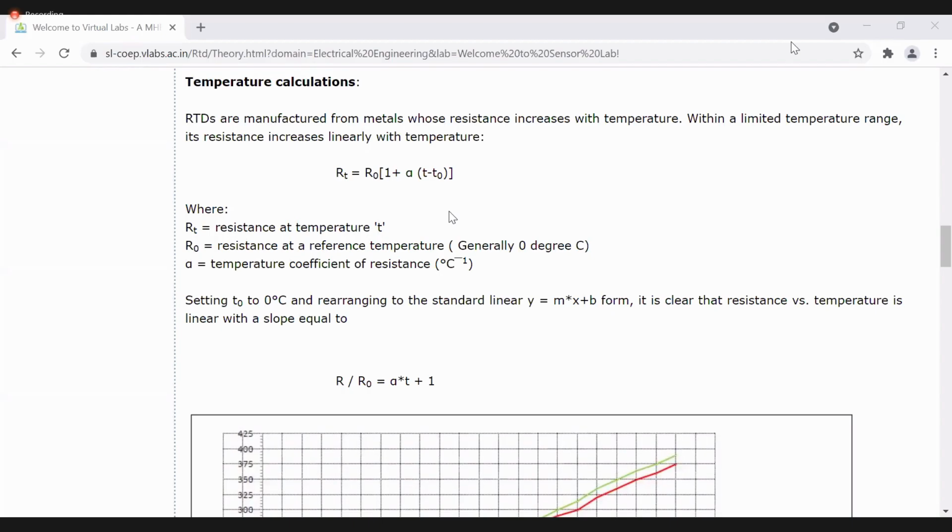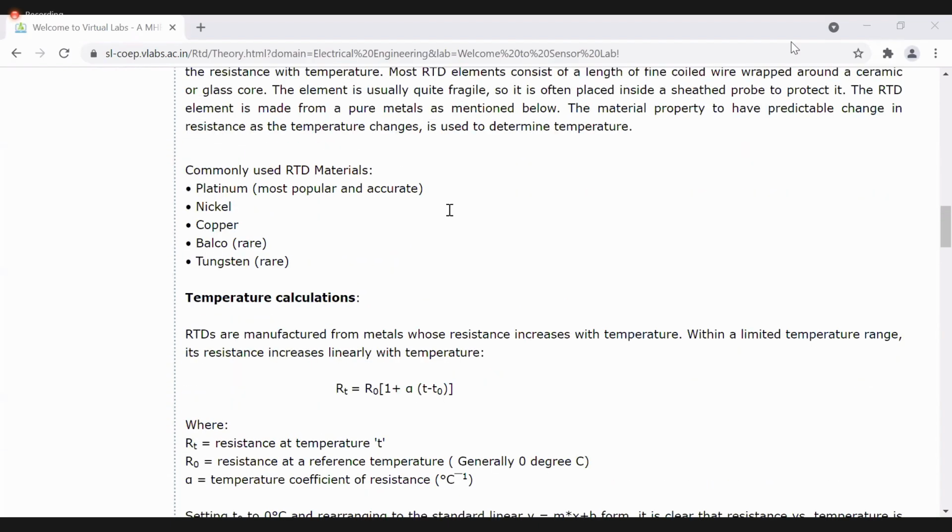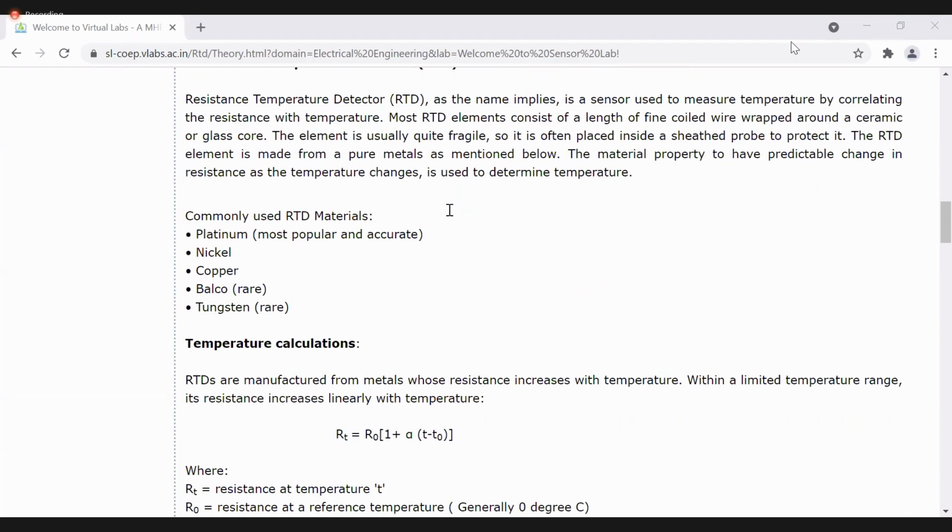Okay, sir. So next, what is A? Temperature coefficient of resistance. Resistance means if you are using platinum, it has a value. If you are using nickel, it has a different value. Okay. Thank you.